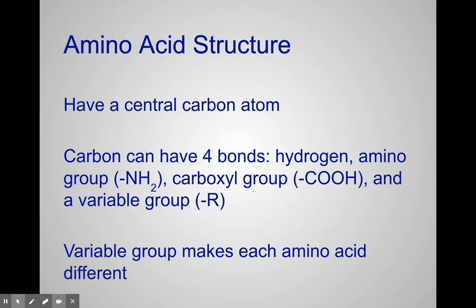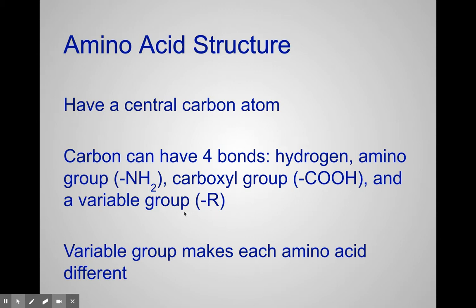So let's talk a little bit about that amino acid structure. They have a central carbon atom. Now remember, we said at the very start of this section that carbon has 4 electrons in its outer layer, meaning it can have 4 bonds. So in an amino acid structure, one of those bonds is with a hydrogen, one is with an amino group, which has nitrogen and 2 hydrogens. Another is with a carboxyl group, meaning it has carbon, 2 oxygens, and a hydrogen. And then a variable group, represented by this R because it can be a whole combination of things.